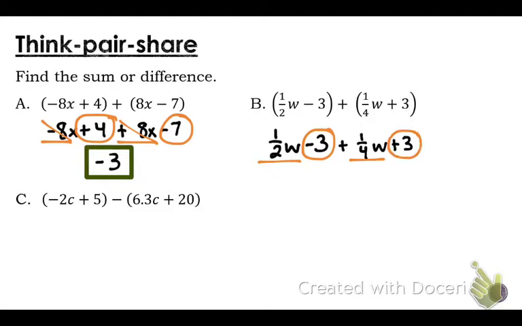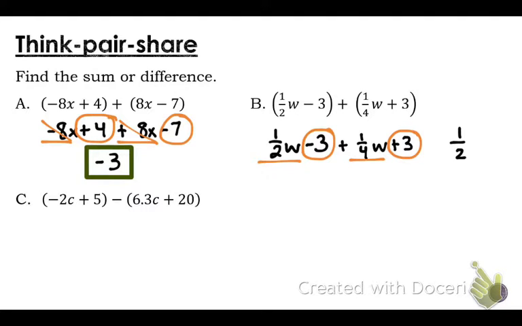-3 and +3. So the first thing I should do, my constants or my variable term? Variable term. Good job. 1/2 plus 1/4. Can I just add those together? No. What do I need? Same denominator. I need the same denominator.